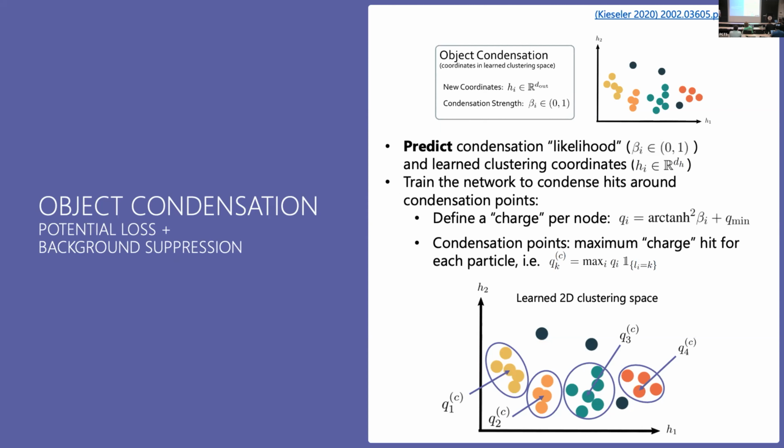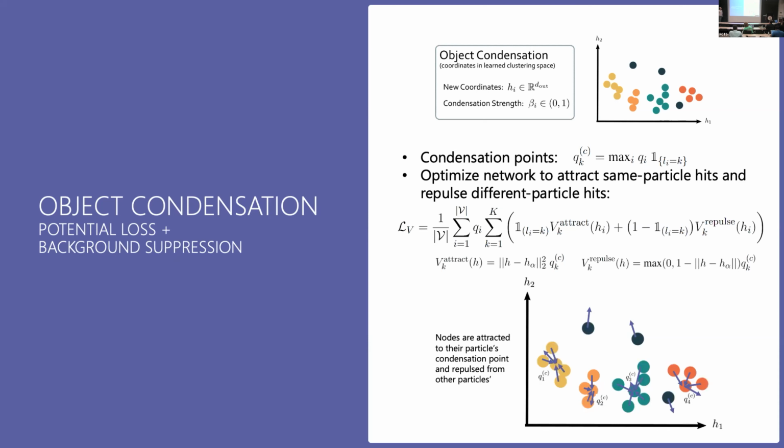For every one of the hits, you then also predict an unphysical charge. It's just an auxiliary quantity called Qi. The point of this is that you can facilitate object condensation learning at truth level. So at truth level, the maximum Qi hit belonging to a particle would become the condensation point for that particle, around which all of the other hits belonging to the particle would cluster. You can see that here in the cartoon, where maybe these central points are the condensation points for each object.